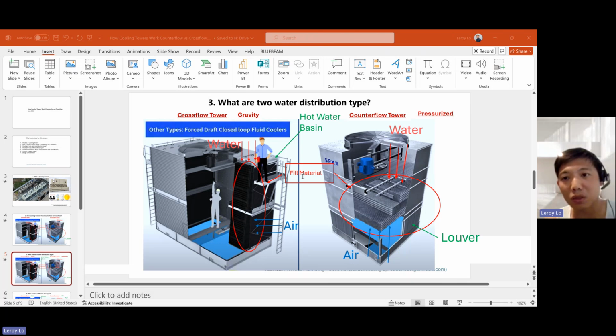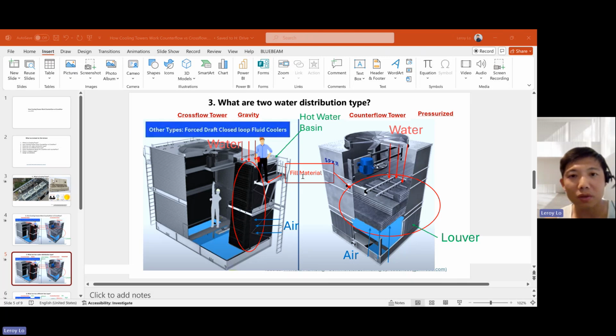It dumped into this hot water basin up here. As you can see, where the green color arrow points at the top of the cooling tower, that's the hot water basin. And then the hot water basin has a little hole in it, and the water will trickle down by gravity through the fill into the cold water basin. So that's the water journey for the crossflow cooling tower.